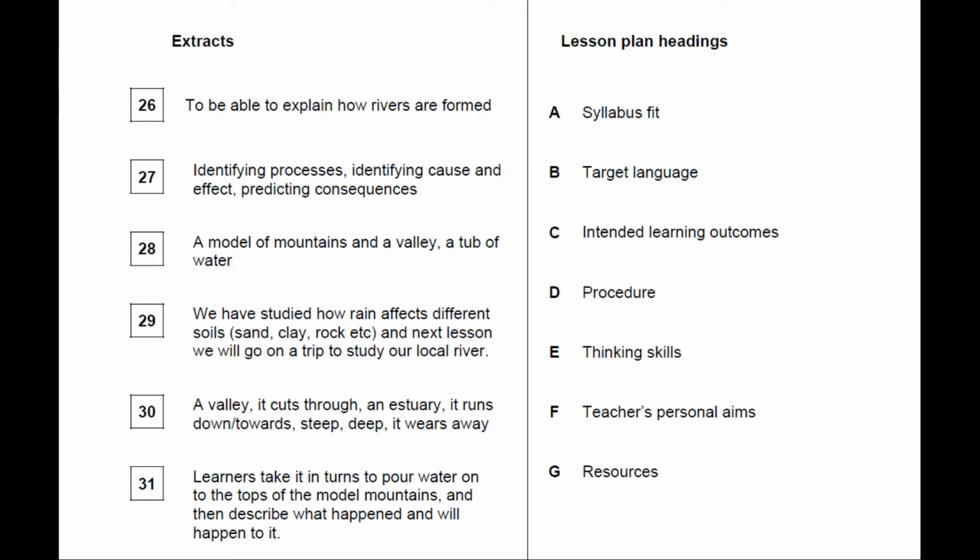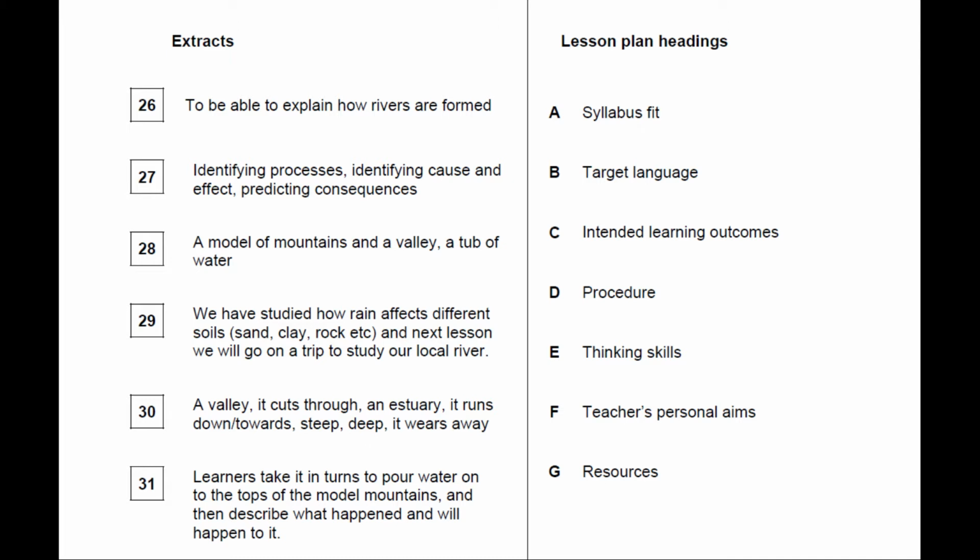In the next group of questions, we're going to look at some extracts and match them to different lesson plan headings. One lesson plan heading is an extra. Let's look at number 26. To be able to explain how rivers are formed. This is intended learning outcomes.